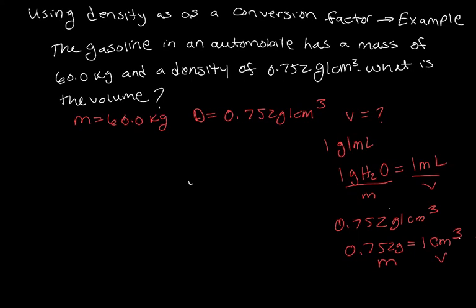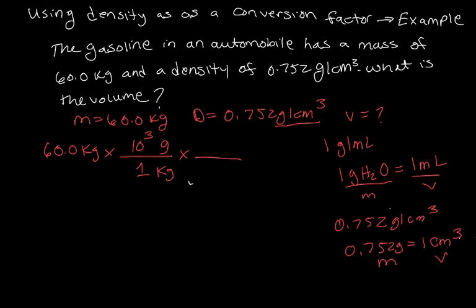We can start with our given, which is 60.0 kilograms, and we want to use our density as the conversion factor. However, our density is given in grams per cubic centimeter, and our mass is given in kilograms. So we can't do that just yet. We have to convert our kilograms into grams. And kilograms is the bigger unit, so it gets the 1, and the conversion factor is 1,000, or 10 to the third. Now we can go ahead and use density as the conversion factor.